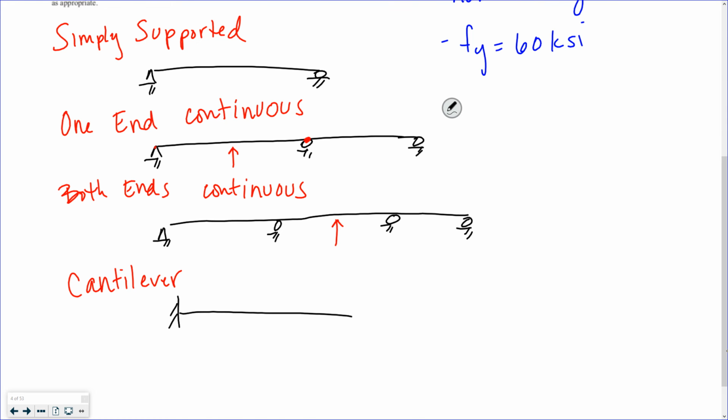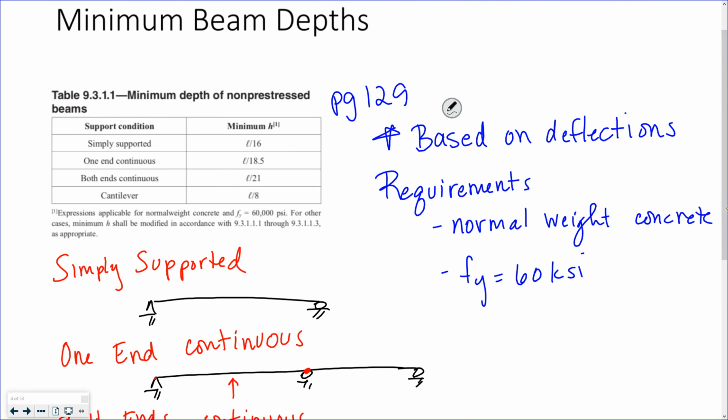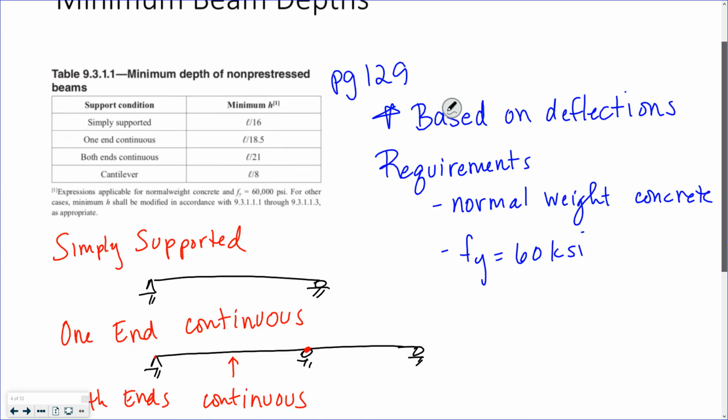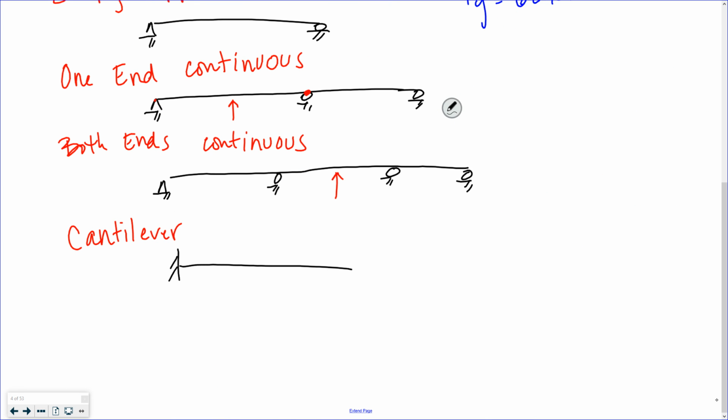So that is how we determine our minimum depth. Maximum is probably what your architect tells you. Obviously, smaller is probably better because it uses less material, but you know, you also need that moment arm for your capacity.